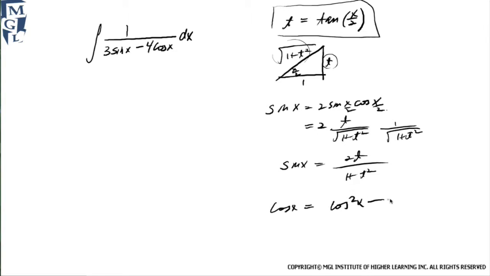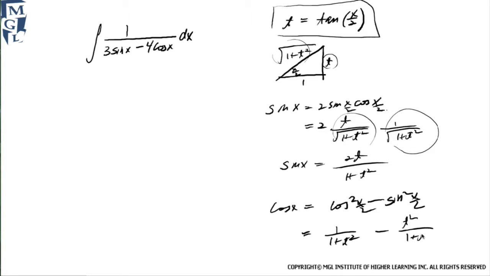Cosine x, we have this: cosine squared x over 2 minus sine squared x over 2. So cosine x over 2 is this. If you square that, you get 1 over 1 plus t squared, minus sine, which is this one here. If you subtract it, you get 1 minus t squared over 1 plus t squared.